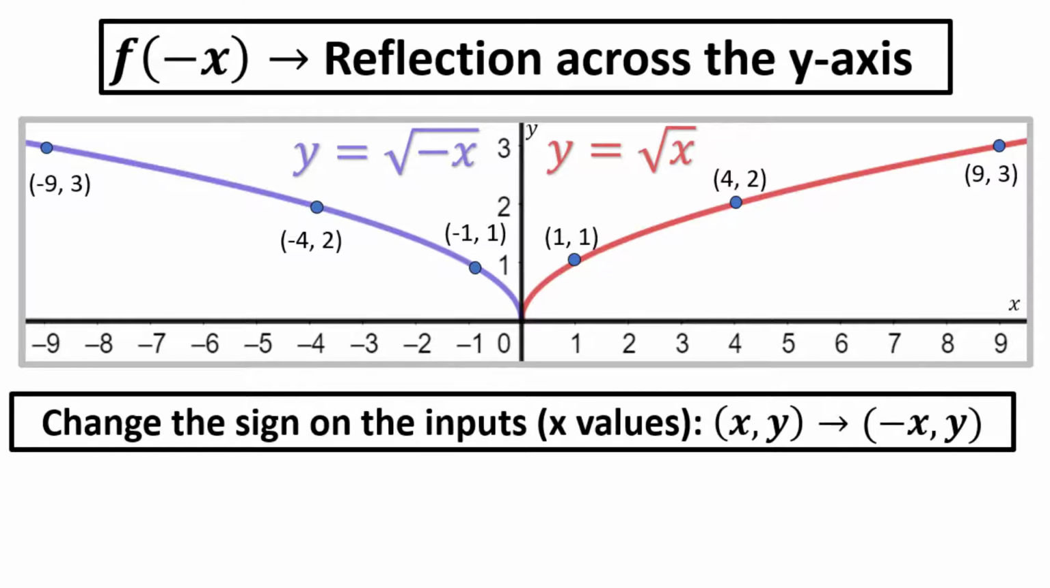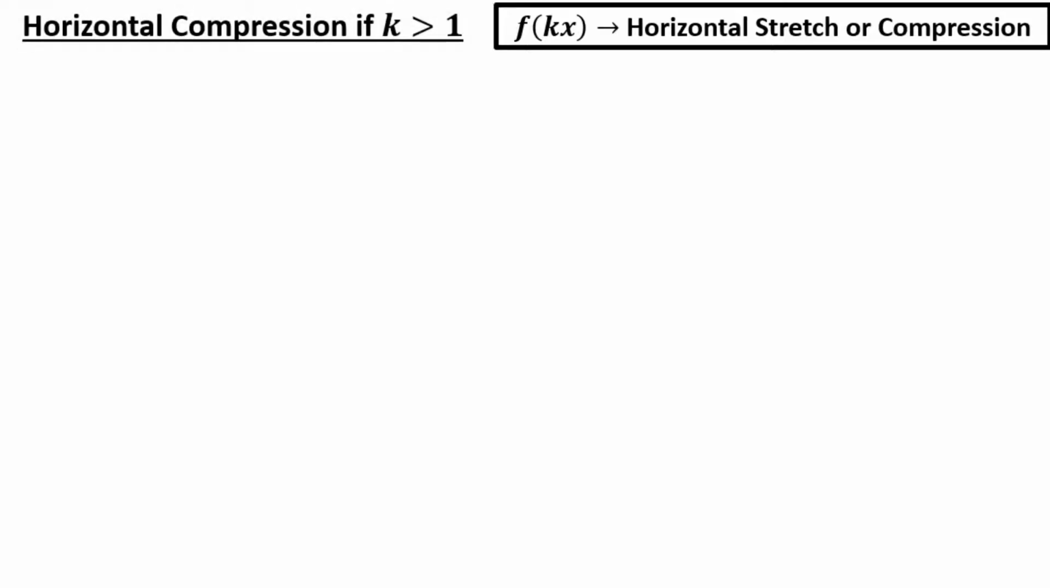The last type of translation we will discuss is the horizontal stretch or compression, and that happens when we have a coefficient on x inside of the function, or in this case, inside of the square root. Just like with the horizontal shift, everything is a little bit opposite of what you might think. If we have a k value that is greater than 1, then the translation is actually a horizontal compression, where each x value must be multiplied by 1 divided by whatever the value for k is.